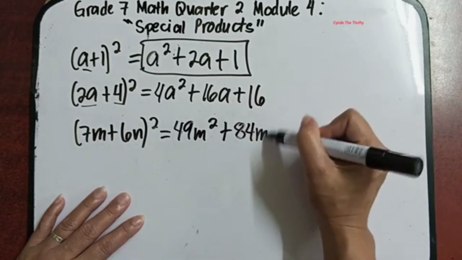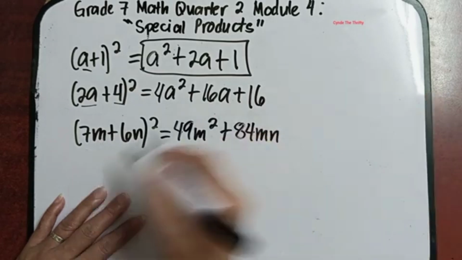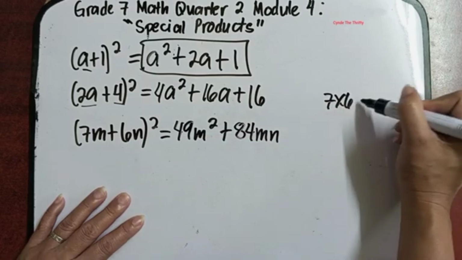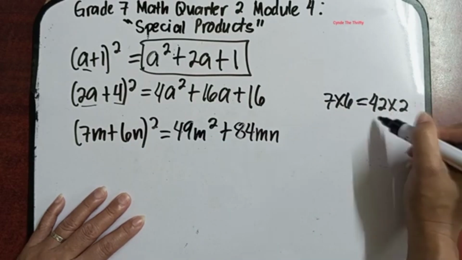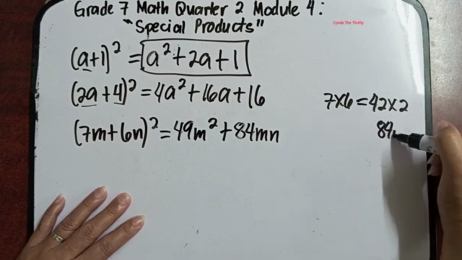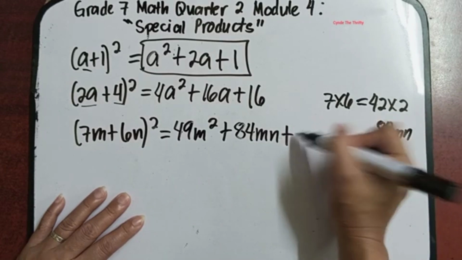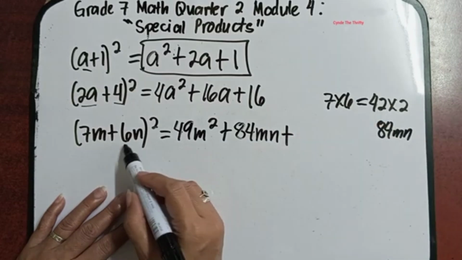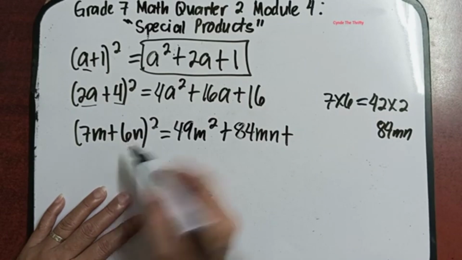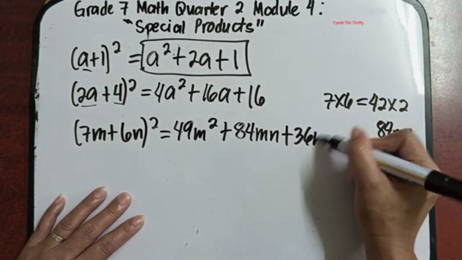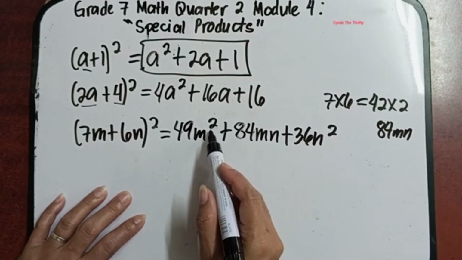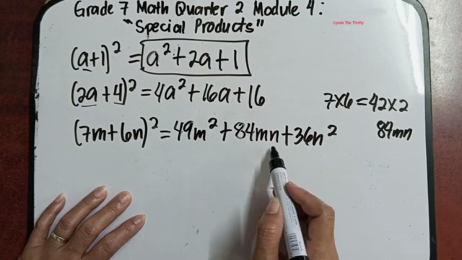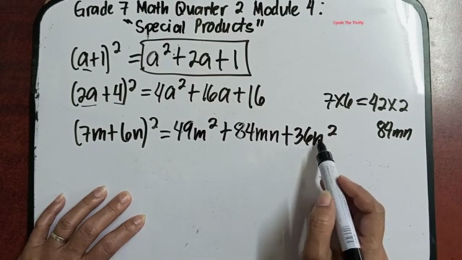Kopyahin lang natin si m at si n. Again, so minultiply natin si 7 times 6 is equal to 42. And then, i-multiply pa natin siya ng 2. So, 42 times 2 equals 84mn. Okay, so plus 6n, ang last term is square natin. So, 6n is 6 times 6 equals 36n squared. So, ito na yung sagot natin. 49m squared plus 84mn plus 36n squared.